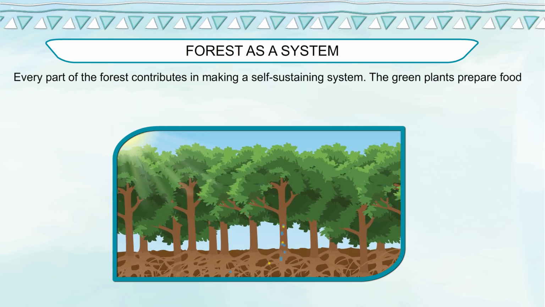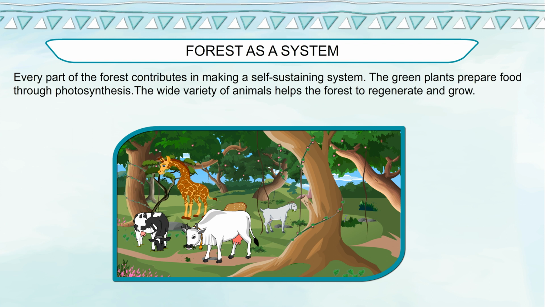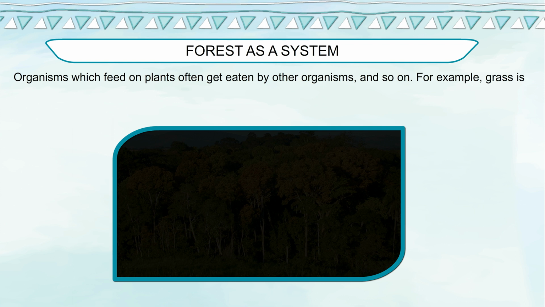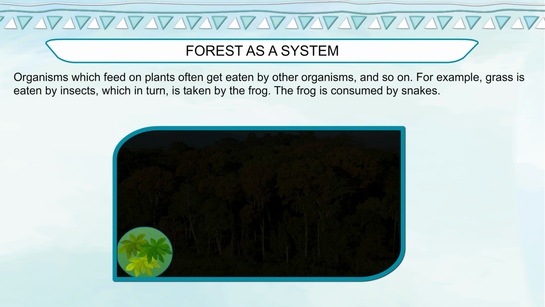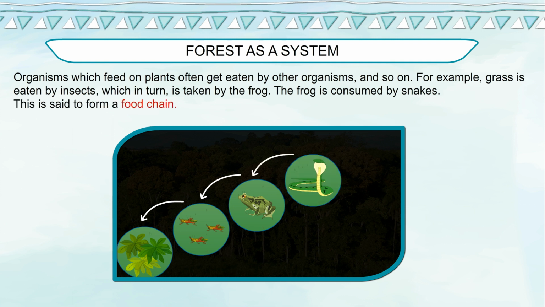Every part of the forest contributes in making a self-sustaining system. The green plants prepare food through photosynthesis. The wide variety of animals helps the forest to regenerate and grow. Organisms which feed on plants often get eaten by other organisms and so on. For example, grass is eaten by insects, which in turn are taken by the frog. The frog is consumed by snakes. This is said to form a food chain.